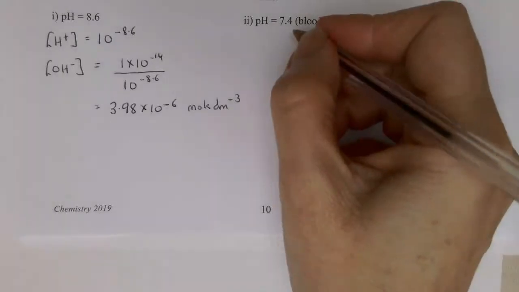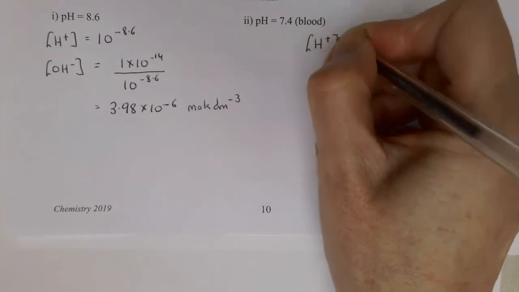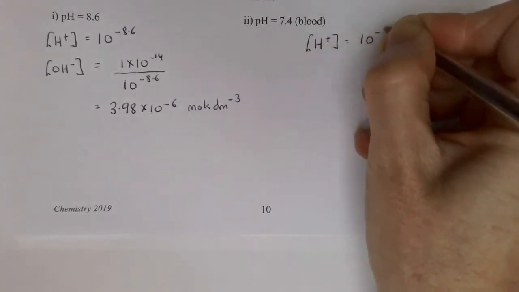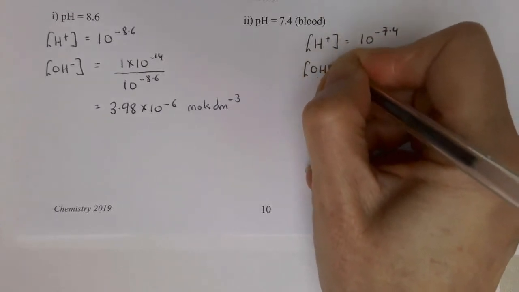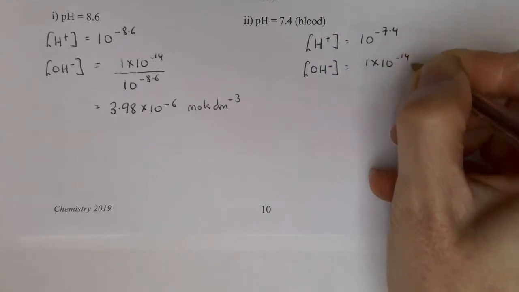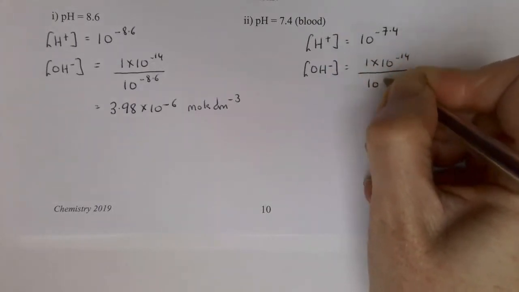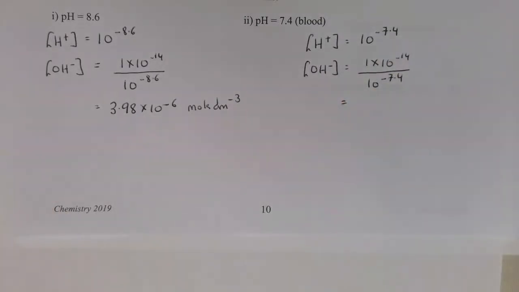So the last example, pH 7.4, again, concentration of hydrogen ions is 10 to the minus 7.4. Therefore, concentration of OH negative ions is 1 times 10 to the minus 14 divided by 10 to the minus 7.4. And again, we put that in our calculator, and we get 2.51 times 10 to the minus 7 moles per decimeter cubed of hydroxide ions.